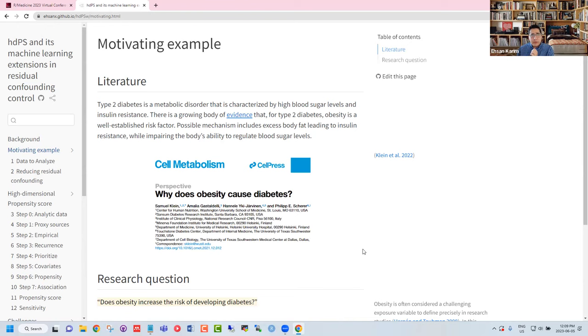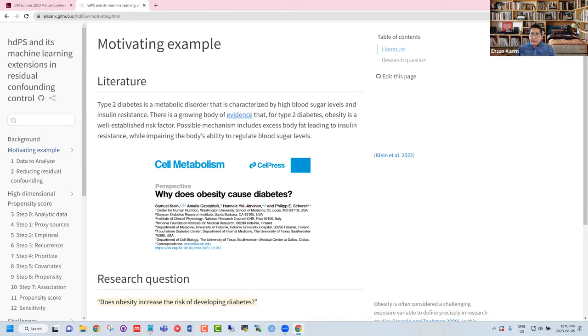In terms of this particular workshop, just so that we can understand the concept, I'm using one particular research question that is going to be our motivating example. This question is, does obesity increase the risk of developing diabetes? This is the question that we will try to explain using one of the open data sources. It is based on some of the literature that is already out there. So this is not necessarily a new research question, and that is not the objective of this workshop. I'm basically using this question as a motivating example so that I can show you how to implement the high dimensional propensity score algorithm around it.